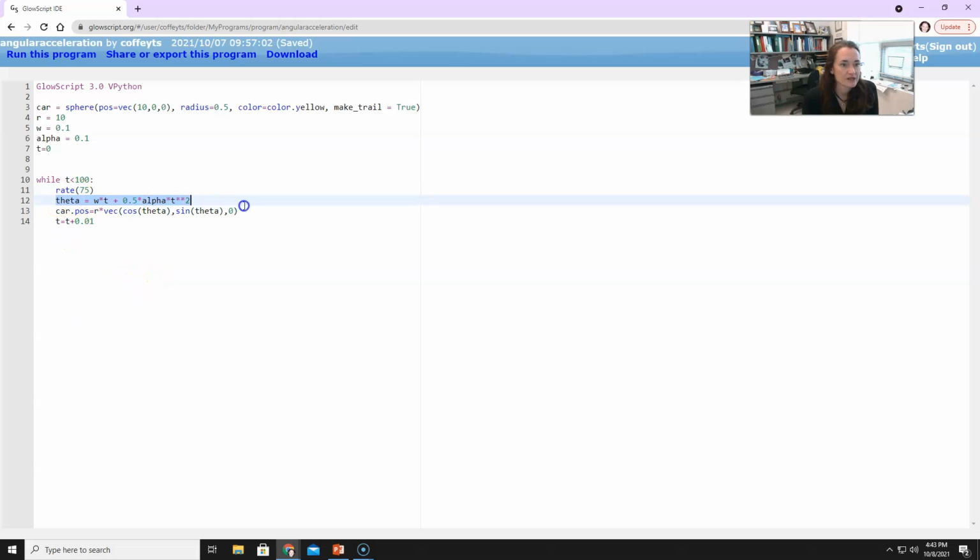And then I'm directly coding in what my angular position is using that equation that we just derived on a previous slide. Theta is equal to omega times t plus 1/2 alpha t squared. Okay, so that's coded here in VPython. And then once I calculate my new angular position, I update the position of my car by saying that car.pos is equal to r times a vector: cosine theta for the x component, sine theta for the y, 0. And then I update my time, and that's it. Okay? So this is pretty straightforward because I'm coding it in directly.